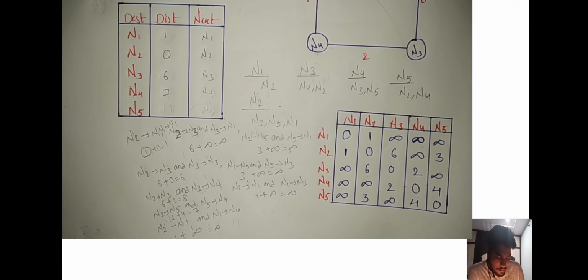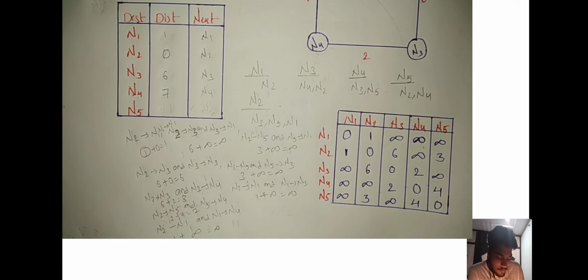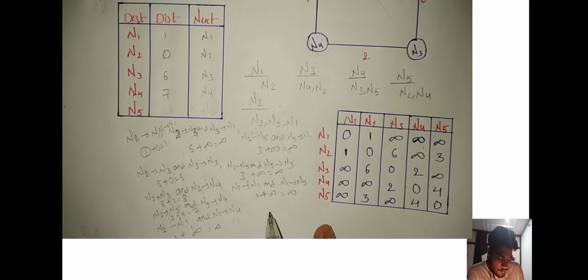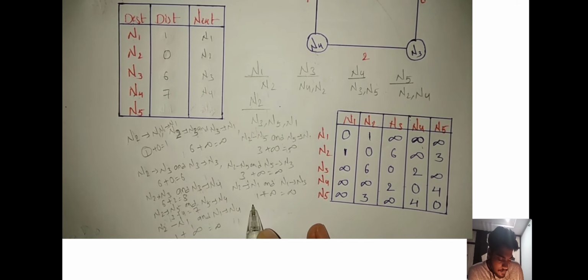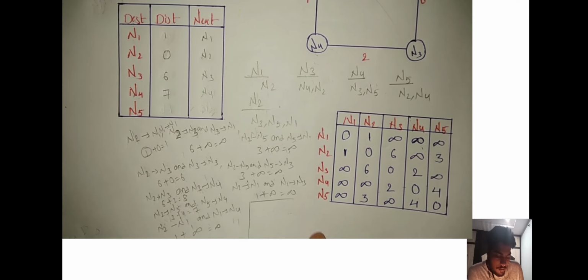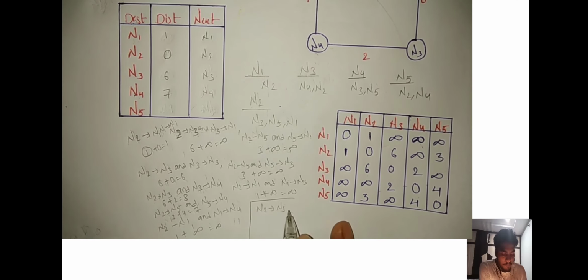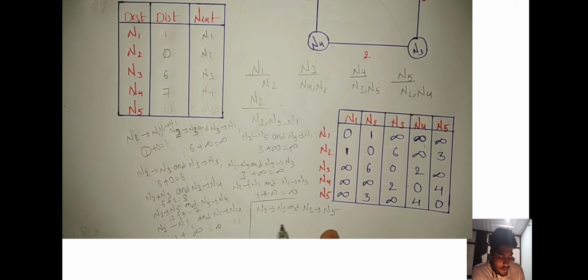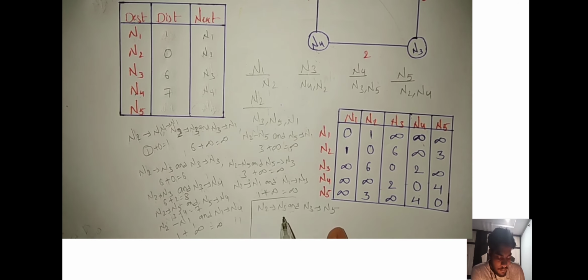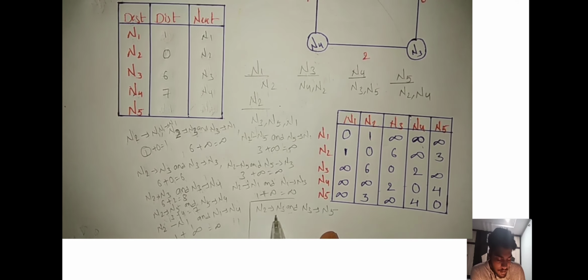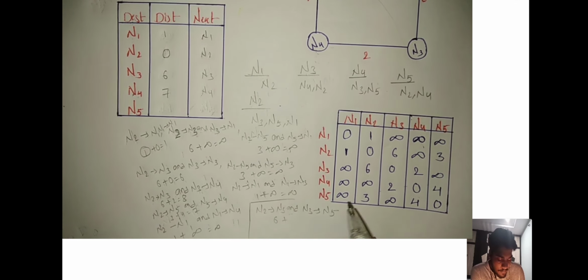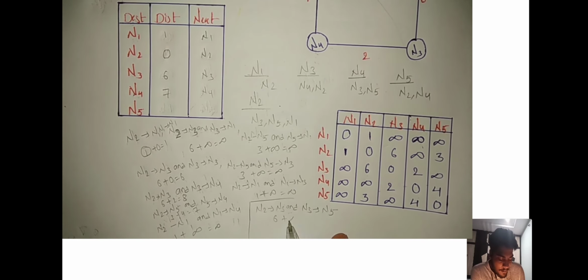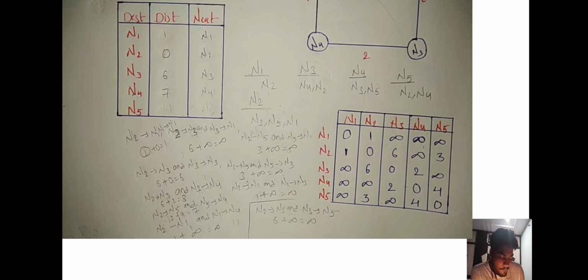We have to write for n5 also. For n5 also there are three paths. The first path is, we'll write here. The first path is n2 to n3 and n3 to n5. What's the distance here? n2 to n3, 6. Plus what is n3 to n5? n3 to n5 is infinity because there is no direct link between them.